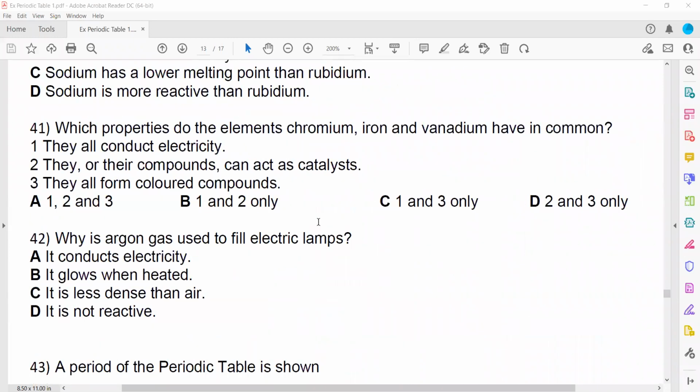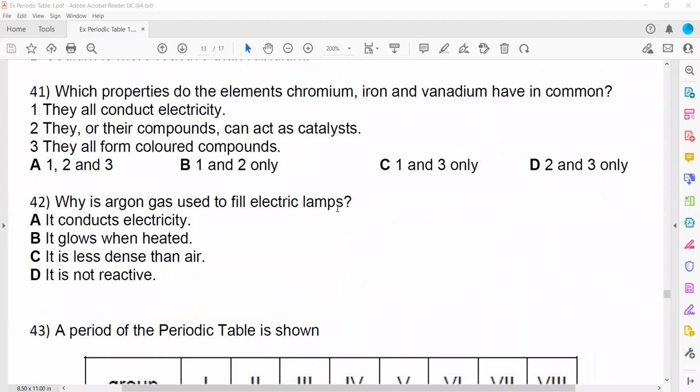Which properties do the elements chromium, iron, and vanadium have in common? These all are metals, transition elements. All metals can conduct, even if it's a transition or a non-transition, all metals can conduct. They or their compounds can act as a catalyst, that's also true. They all form colored compounds, that is also true. So that's why A is the right answer, that all three statements are correct.